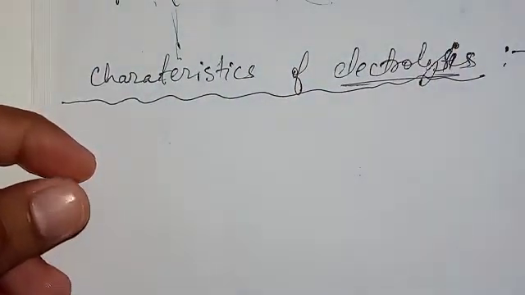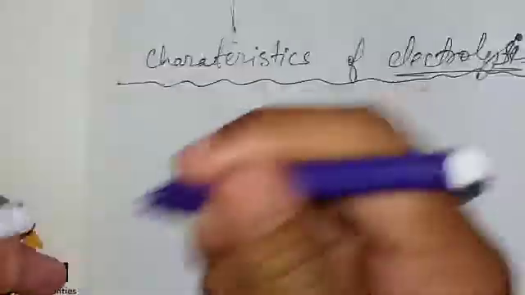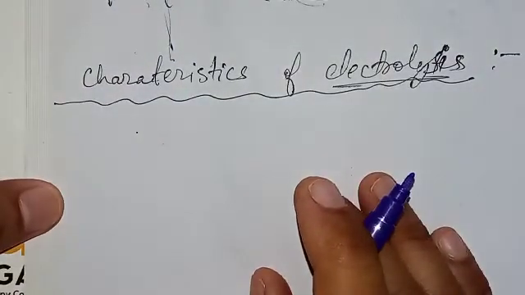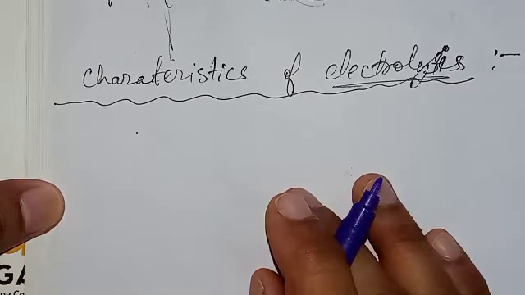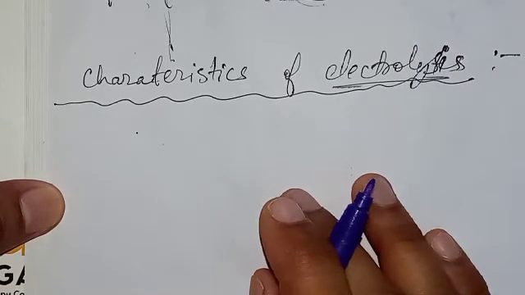The first point is that the passage of electricity through an electrolyte causes the positive ions, cations, to migrate towards the cathode and the negative ions to migrate towards the anode.